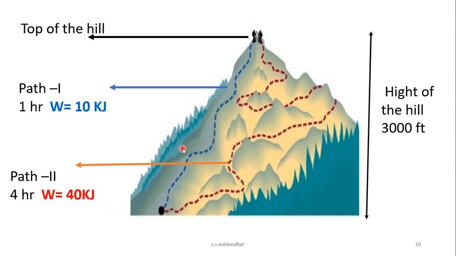Now here the work done by any person to reach the top of the hill does not depend upon the initial state and final state. It depends upon the way or the path which you select to climb this hill and reach the top. That means it does not depend upon the initial state and final state. It depends upon the path you select to reach the top. So it is what? A path function.